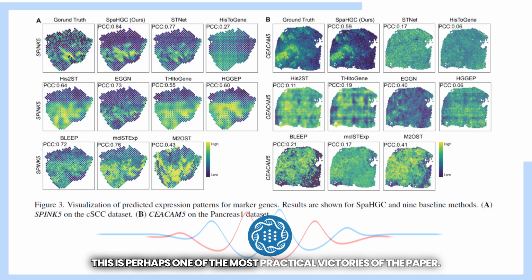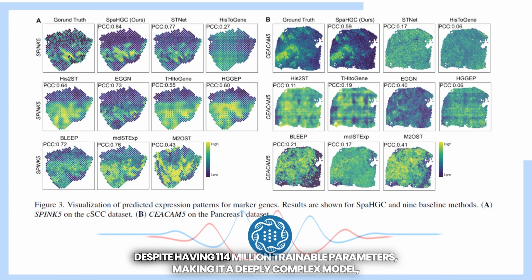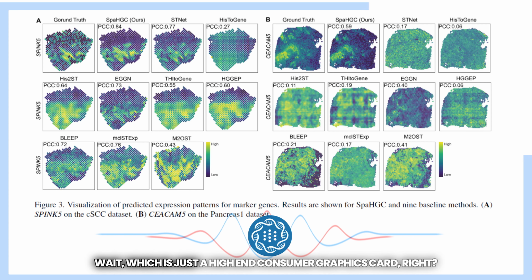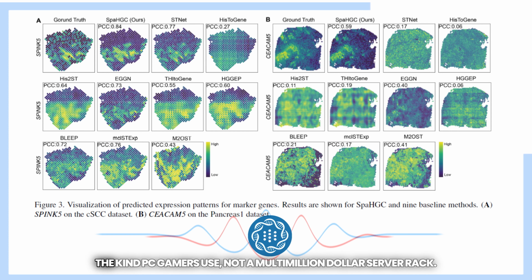This is perhaps one of the most practical victories of the paper. Despite having 114 million trainable parameters making it a deeply complex model, it was actually the fastest model tested on a standard NVIDIA RTX 4090 GPU. Wait, which is just a high-end consumer graphics card, right? The kind PC gamers use, not a multi-million-dollar server rack.